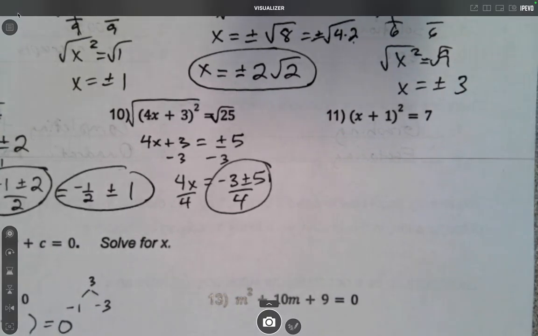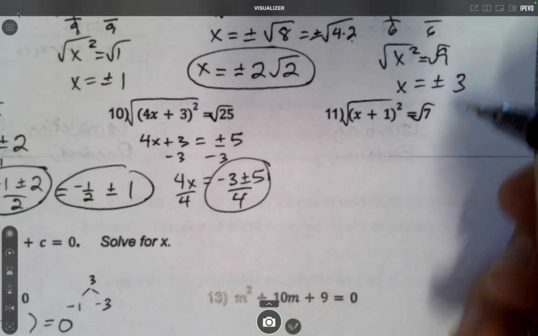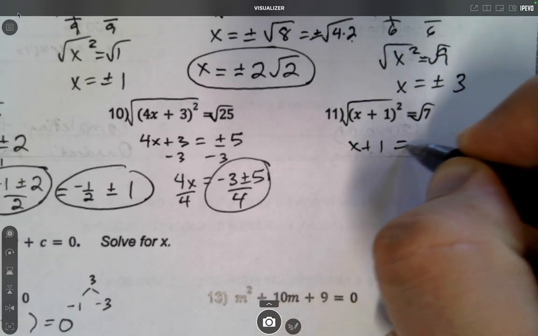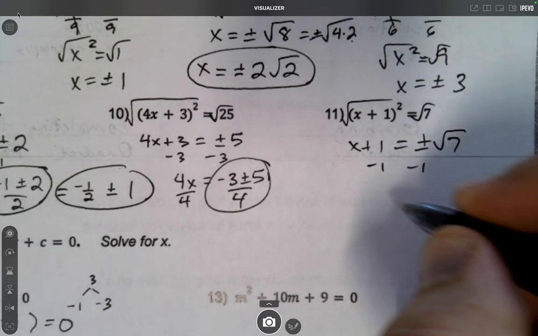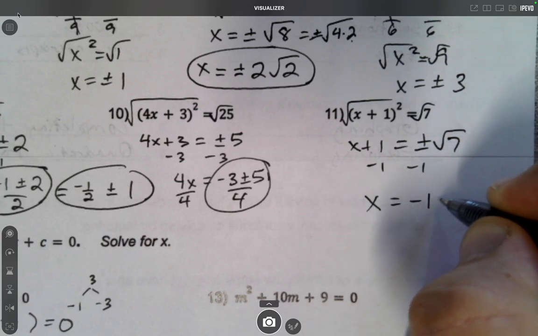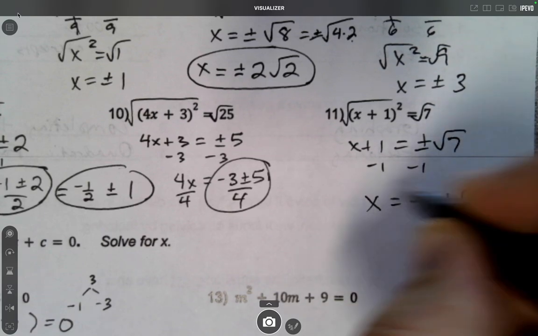Okay, the last one in section 1, we'll take the square root of both sides. We get x plus 1 equals plus or minus the square root of 7. Then we subtract 1 from both sides, giving us x equals negative 1 plus or minus the square root of 7.